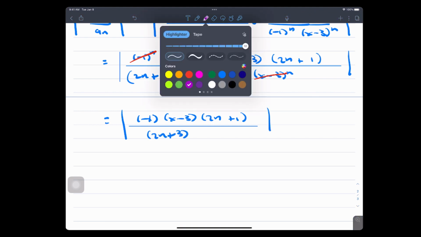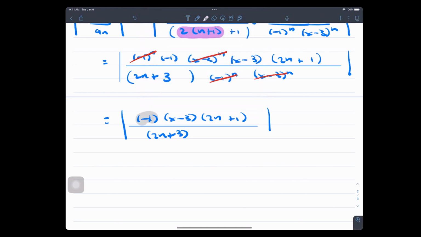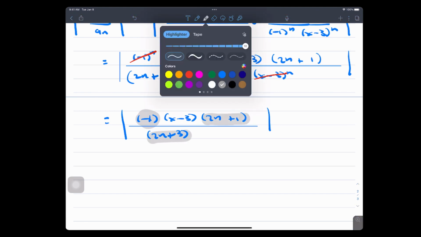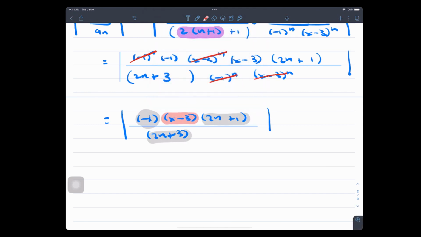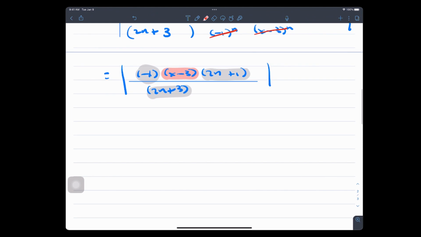Okay, so now again, by properties, this is going to be positive. All these other terms are positive. What gets left in absolute value is just that x minus 3. So you might say, okay, x minus 3 is in the absolute value. And then you simply have the ratio of now 2n plus 1 over 2n plus 3.